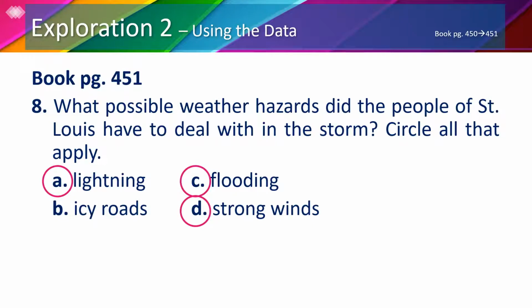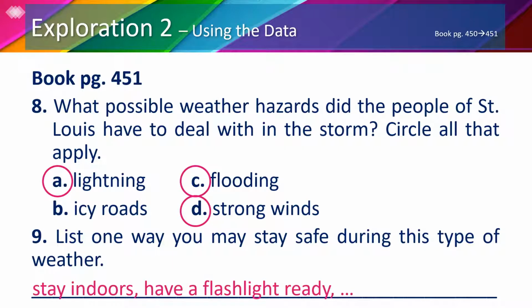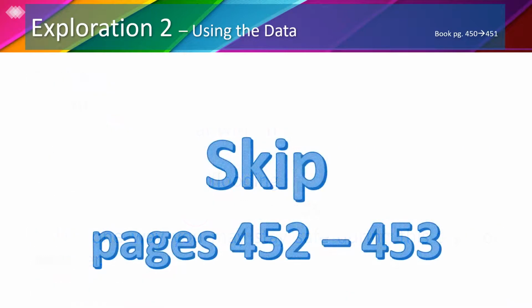And finally, number 9. List one way you may stay safe during this type of weather. The easiest thing to do is to stay indoors and probably have a flashlight ready in case the electricity goes off. Now I need you to skip pages 452 and 453 and go to page 457.